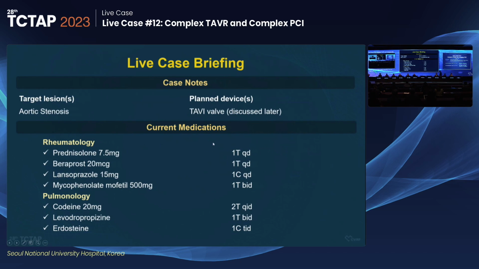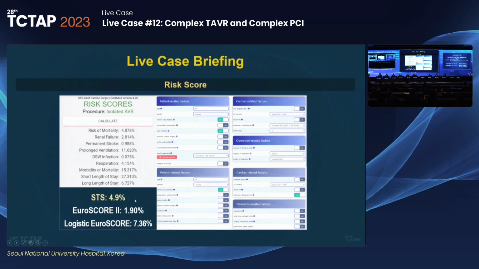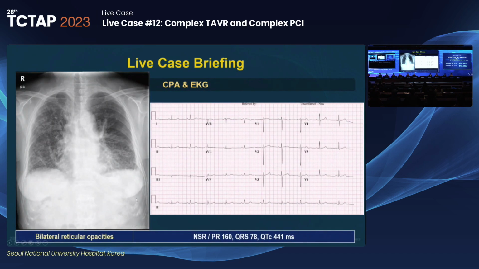Current medications are from rheumatology and pulmonology, in addition to cardiology. The STS score is just 4.9%, which reflects not seriously considering the DILD condition. As you can see on the left, bilateral reticular opacity is well observed.